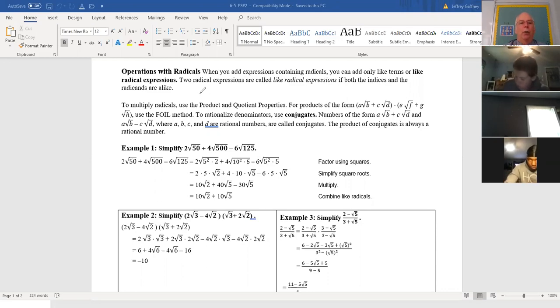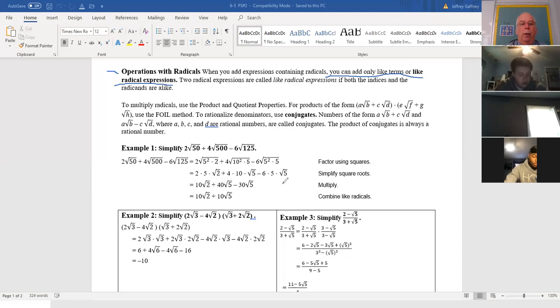All right, so I'll just read this collectively with you because I want to pick a couple of key points out. It says operations with radicals. When you add expressions containing radicals, this is the key point, and if you can remember when you print this thing out, you can only add like terms or like radical expressions. All right, what is a like radical expression?